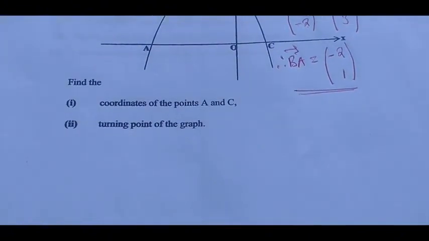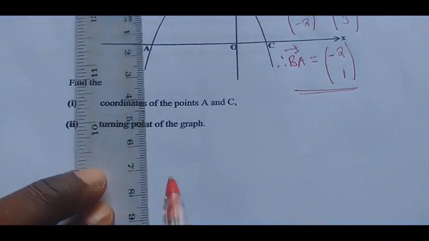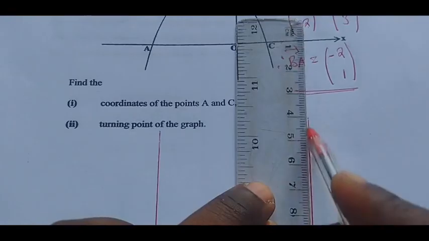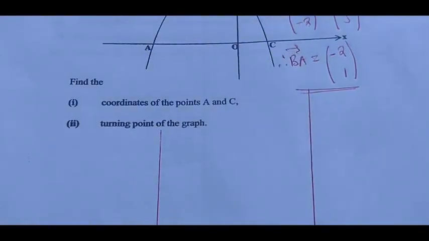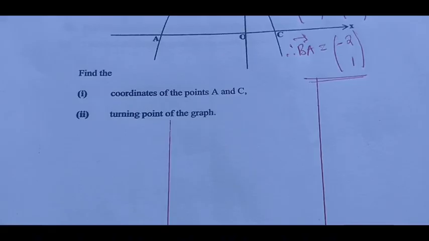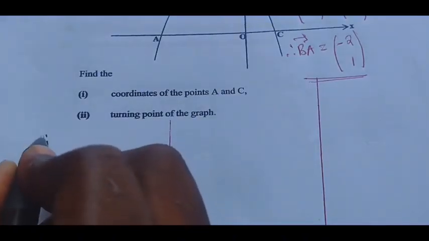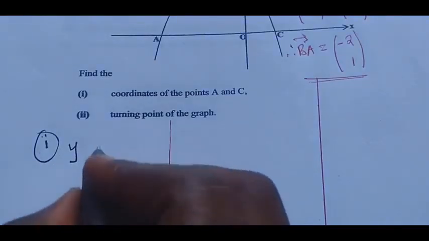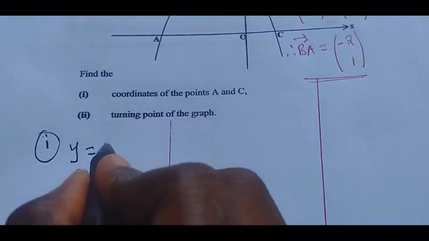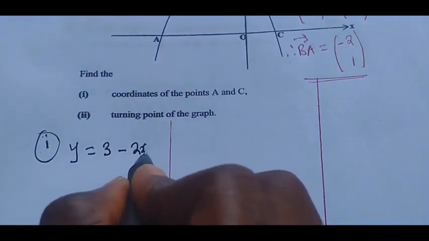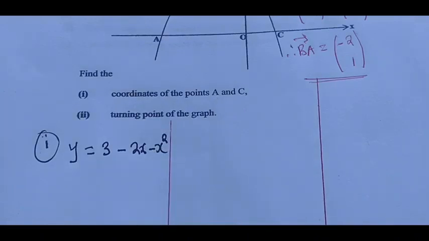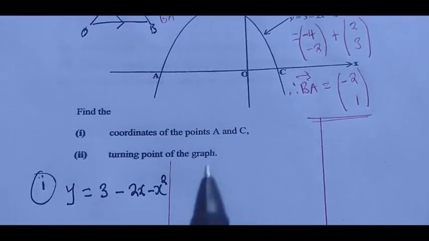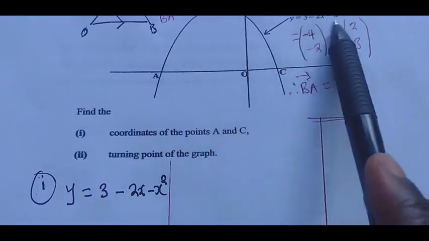Allow me to just demarcate the space like this. We are going to start by answering Roman numeral 1. First thing, let us write the general equation that we have been given, which is y equals 3 minus 2x minus x squared. This is the general equation of this sketch, where the points have been marked like that.